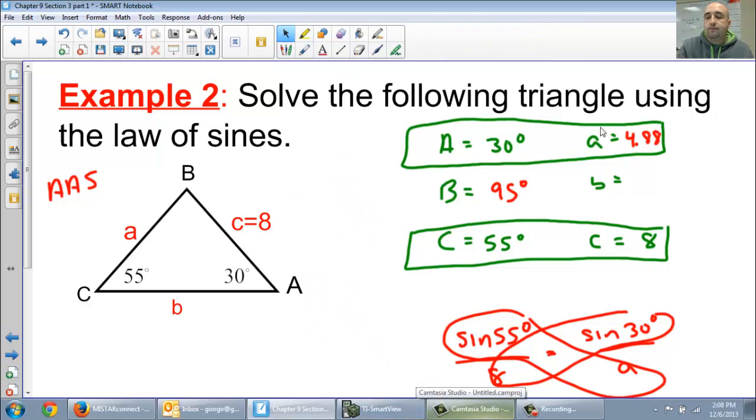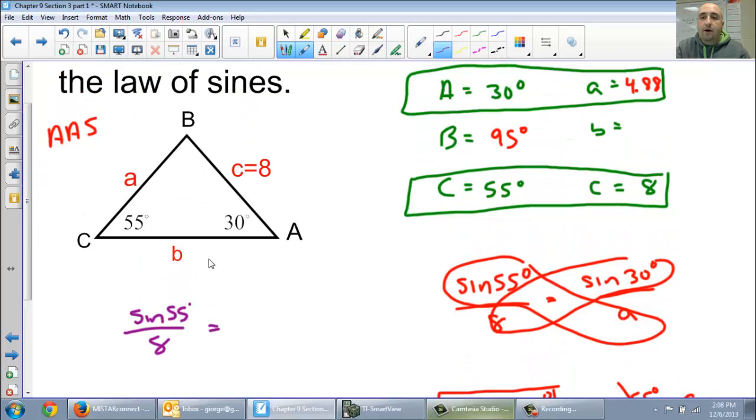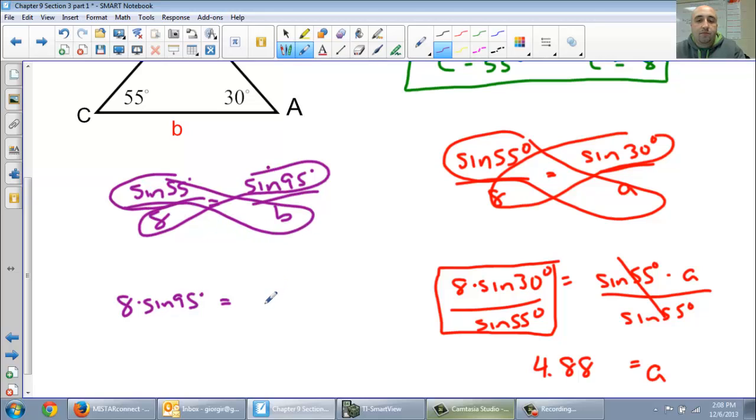All right, now we're going to do the exact same thing with law of sines, but now we're going to use the B's. So I'm going back to my problem here. I'm going to change my color. We're going to do our C's still, sine of 55 over 8 is equal to, now we're going to do our B's, so sine of 95 all over little b. We're going to cross multiply again. 8 times sine of 95 equals sine of 55 times b.